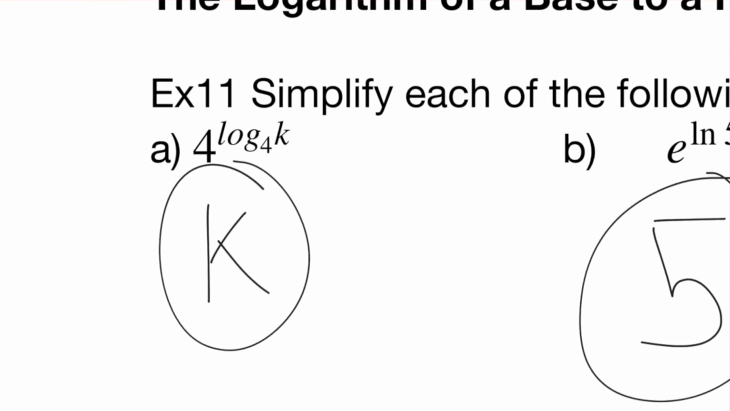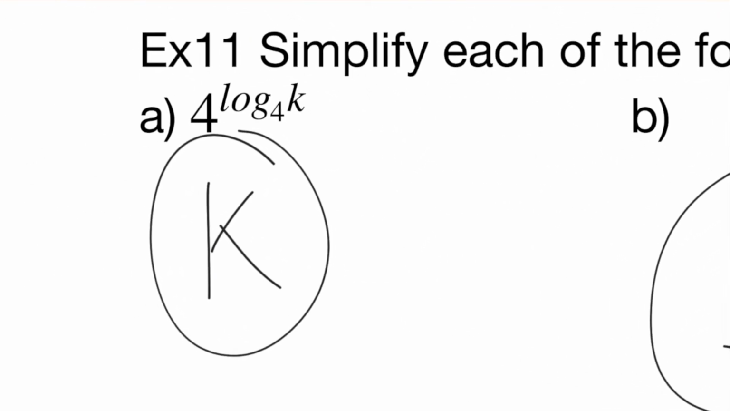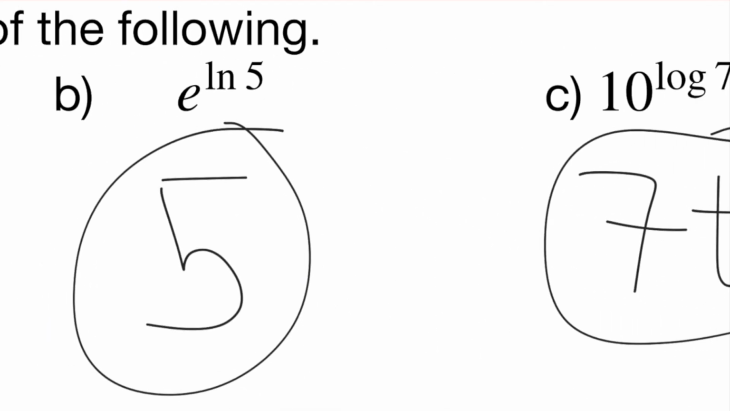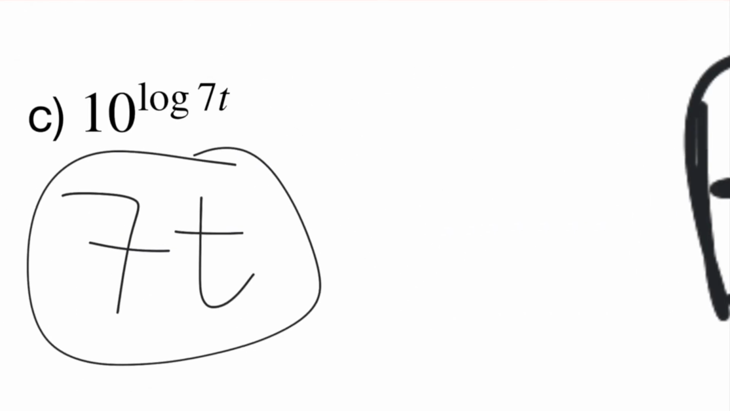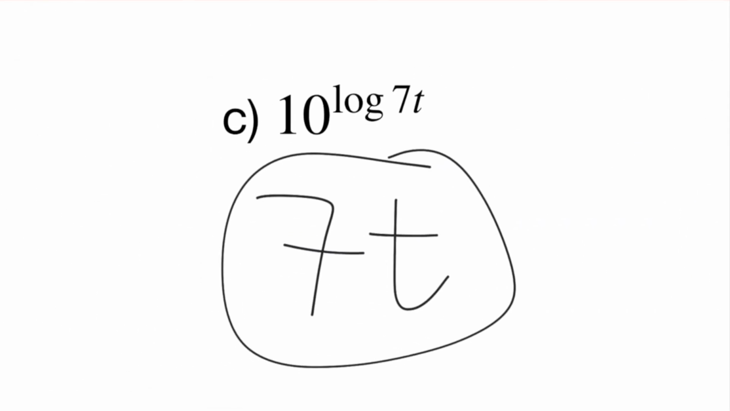Simplify each of the following. So we've got log of base 4 all in the exponent where the base is 4 here. So the two are going to cancel. We've got k. Here, e to the natural log of 5. Well, these are two inverses, so they cancel, and you're just left with 5. Here, we've got base 10, and log of base 10, so the two cancel, and you get 7t.